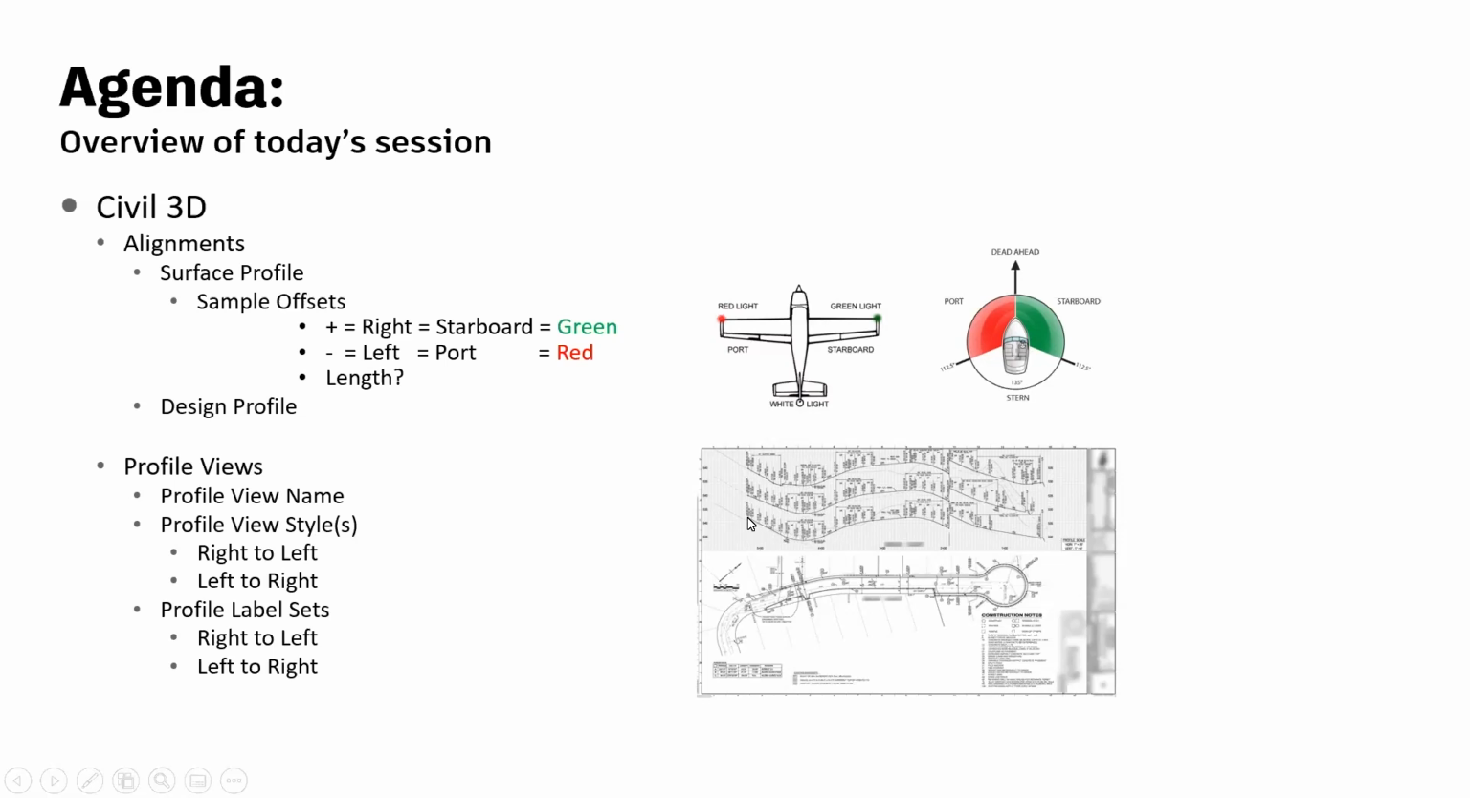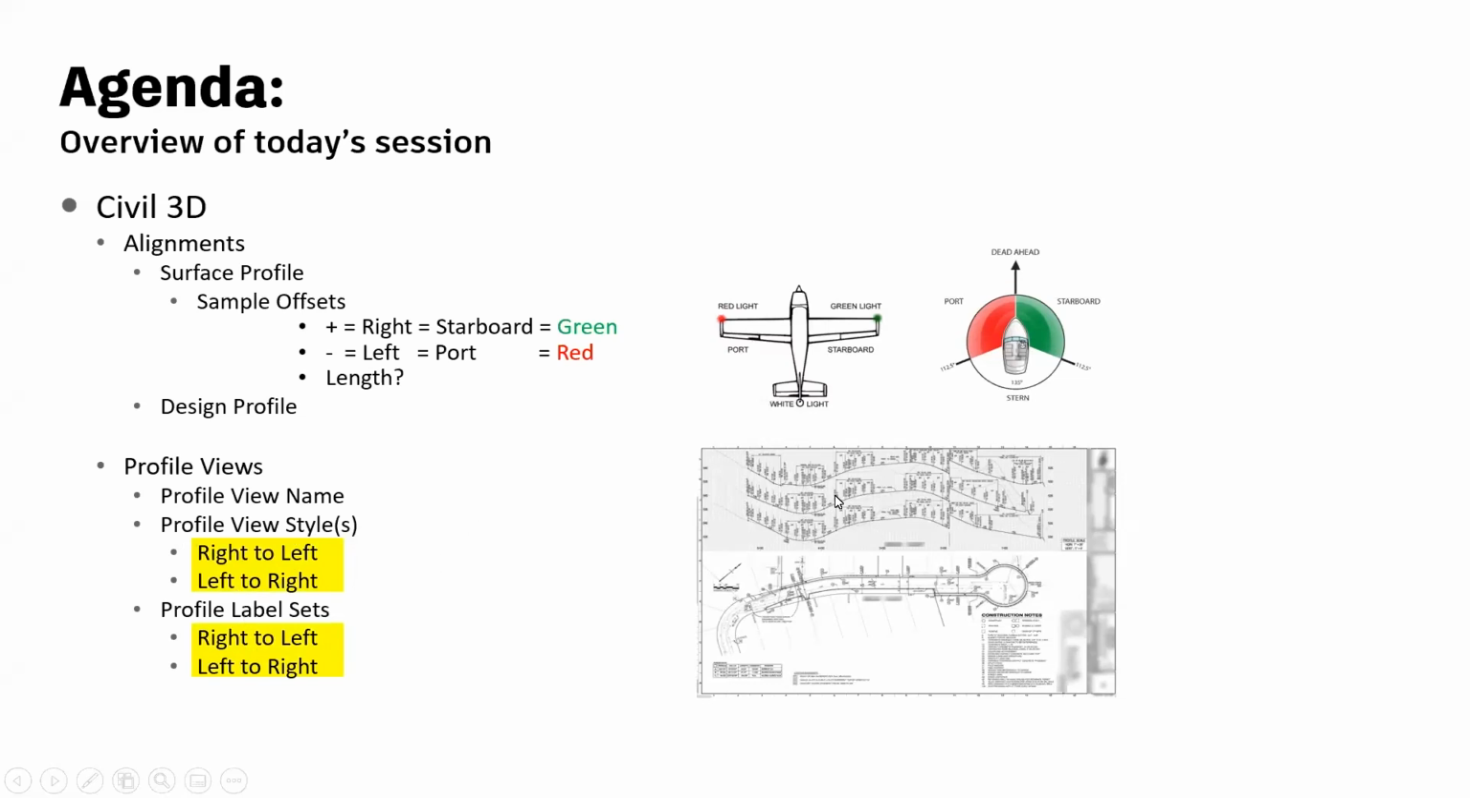So in this case, the right side of the road would be the lower portion. But if the stationing is going from right to left, then maybe the right side of the road would be best depicted by the upper portion of the profile. So it does matter a great deal whether we're talking about right to left and left to right.